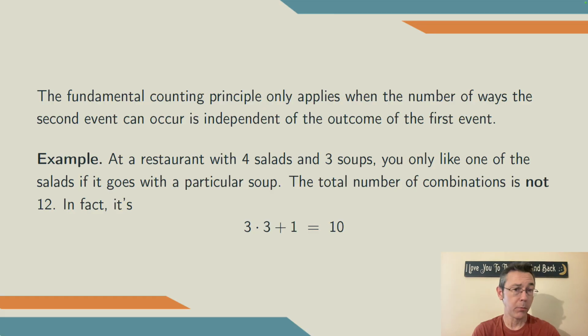The fundamental counting principle only applies when the number of ways that the second event can occur is independent of the outcome of the first event. For instance, if we're at that restaurant and we only like one of the salads if it goes with a particular soup, we can no longer use the multiplication rule, the fundamental counting principle, in the same way, because the number of salads that we have available to us is different depending on which soup we choose. In fact, the actual number of combinations is 3 times 3 plus 1. 3 salads that go with 3 soups, and then 1 more salad that only goes with one particular soup.